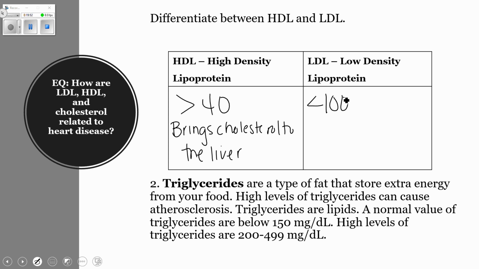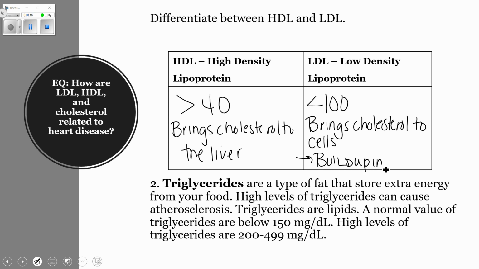What's the problem with this? This one brings cholesterol to your cells. Now, your cells, they need cholesterol in order to function properly. The cell membrane, for example, is made up of cholesterol, so you need that. But let's say you have an excessive amount of cholesterol in your body, what winds up happening is you get a buildup in arteries. When you have a buildup of cholesterol inside your arteries, that is going to increase your risk of heart disease.